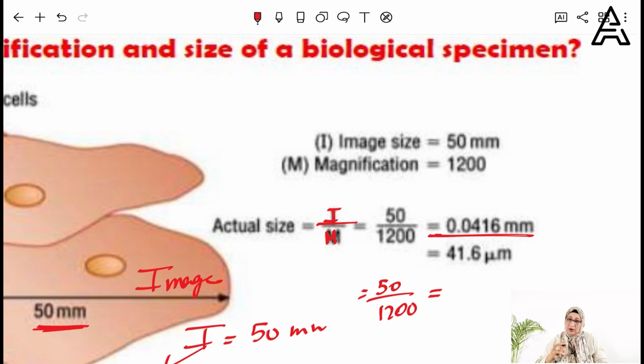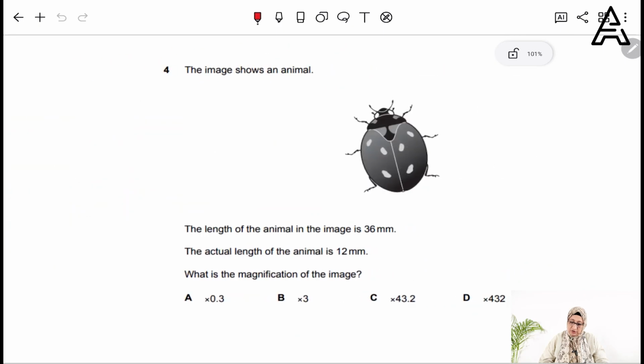1 millimeter equals 1000 micrometers. If the number is too small like this, multiply by 1000. Move the decimal point 3 places and you get a more sensible and usable number, which is 41.6 micrometers. It is written like this, micrometer. Okay? So let's try another question.